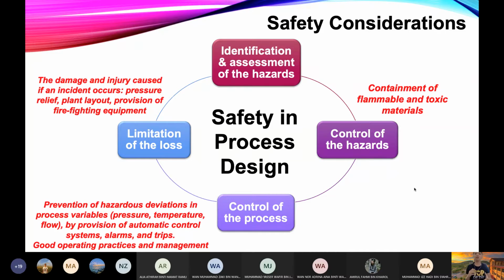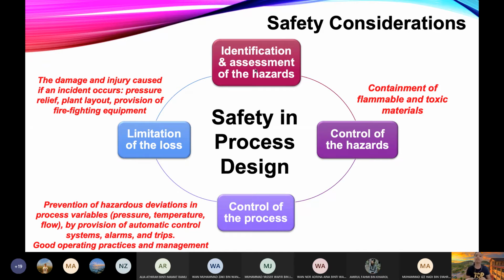Okay, so when we're talking about safety in process design, when we design we already have to consider safety. So this safety is divided into 4 aspects. 1, identify and assess the hazards. So you already have to identify and assess what kind of hazards there are in your chemical plant. Next, how you going to control this hazard? Next, how you going to control the process? And lastly, limitation of the loss. If let's say there is any catastrophe or any issues regarding safety, how do you want to limit the loss?